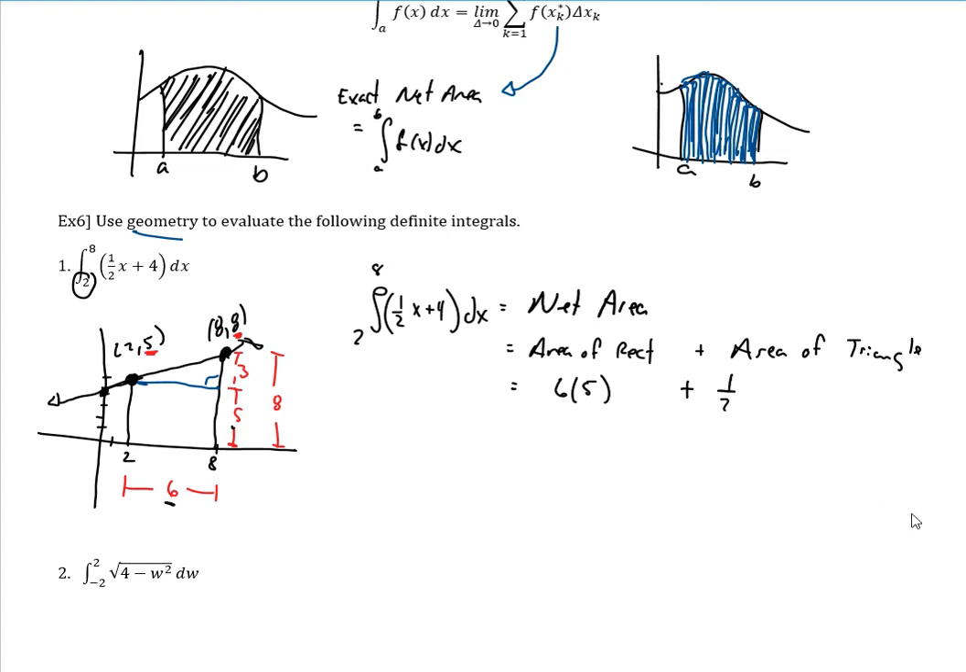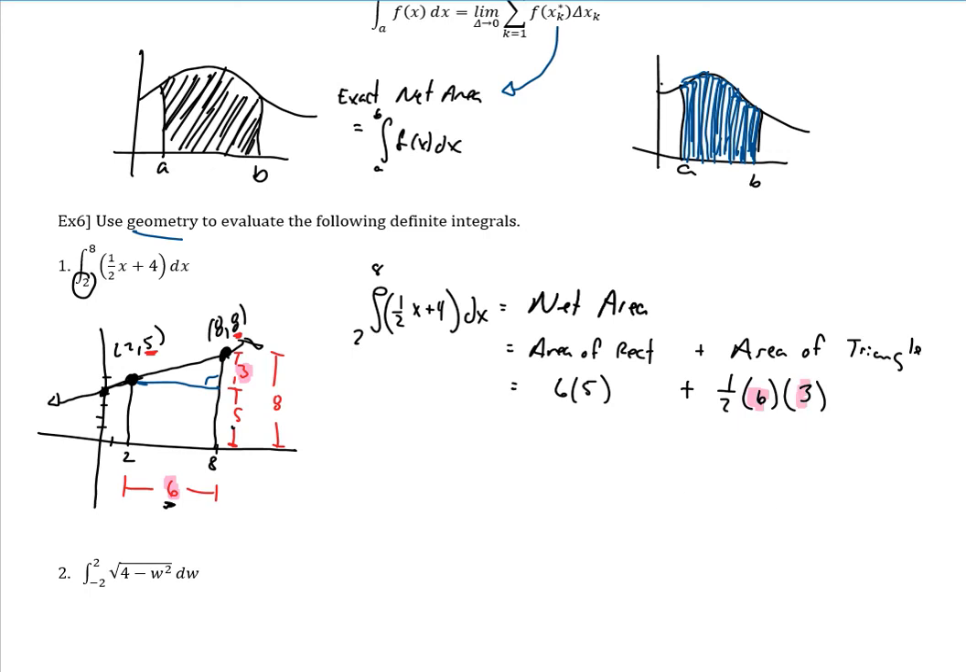Well, that's 1/2 base times height. Our base is 6, and our height is 3. Okay, so we've got those. Let me highlight these so that there's our 3 and 6 that are going right there and there. So that's our base and height.